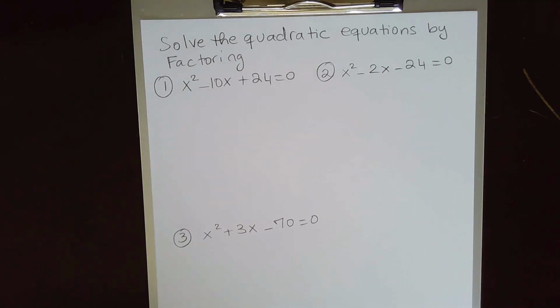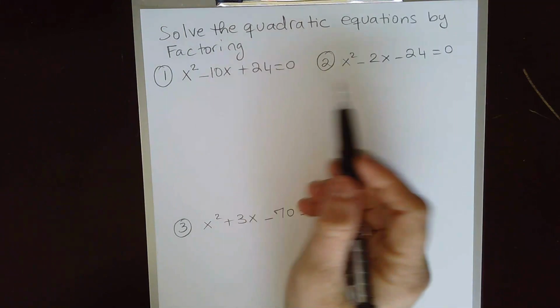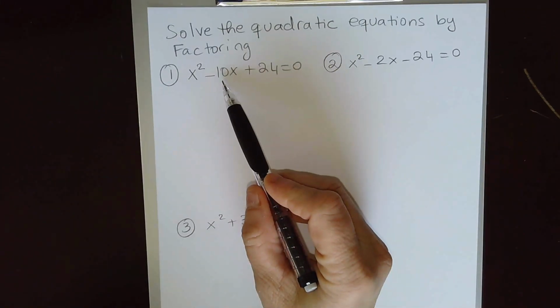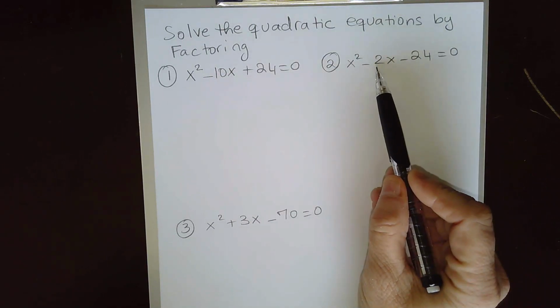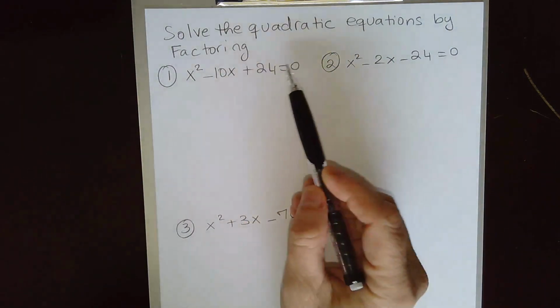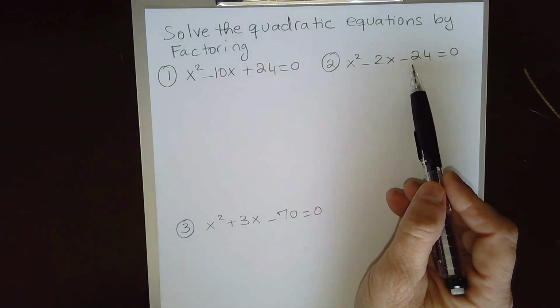Everybody, today we're going to solve a few quadratic equations by factoring. So we have three equations. If you notice the first two, they both have a negative coefficient in the middle term. But since the constant here is positive and the constant here is negative, the way we're going to factor it is a little bit different.